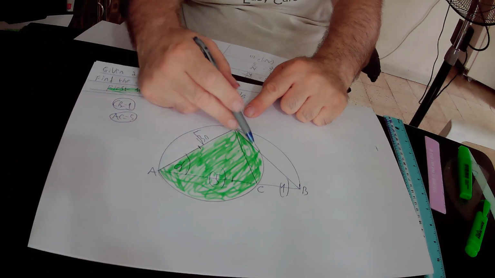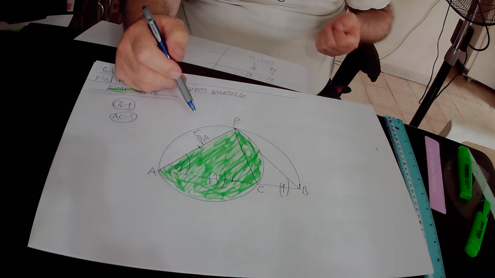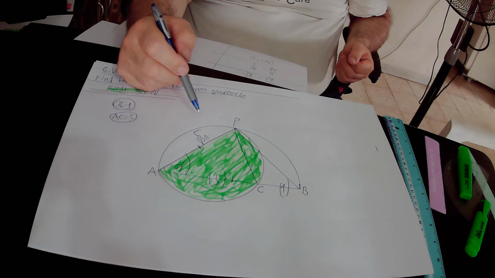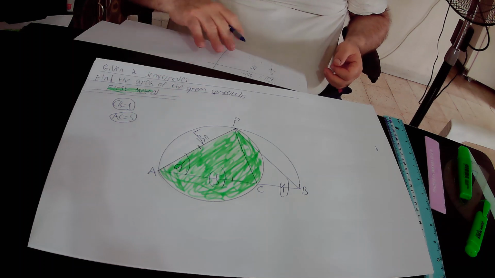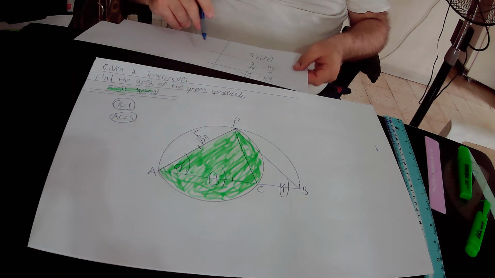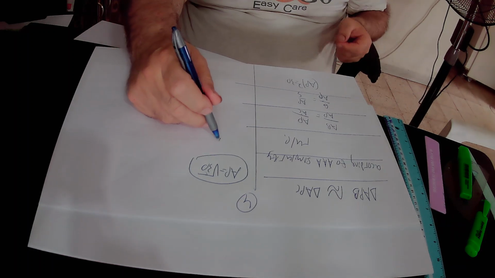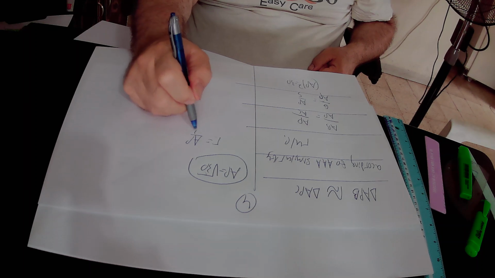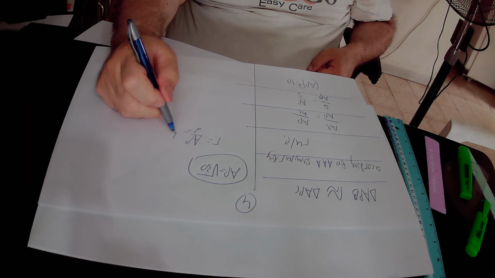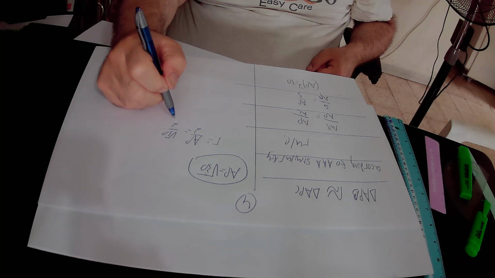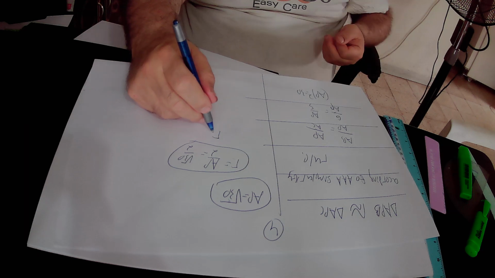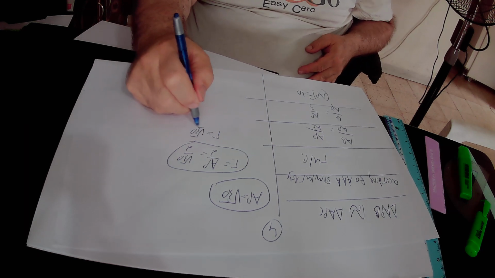AP is the diameter of this green semicircle, therefore AP over 2 is the radius of the green semicircle. So the radius R of this green semicircle equals the diameter AP over 2. AP is square root of 30 and square root of 30 over 2 is the radius of this green semicircle. So the radius R equals the square root of 30 over 2.